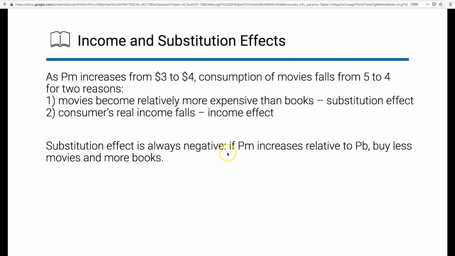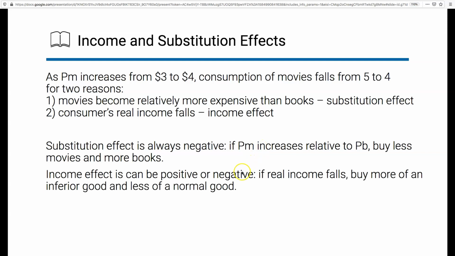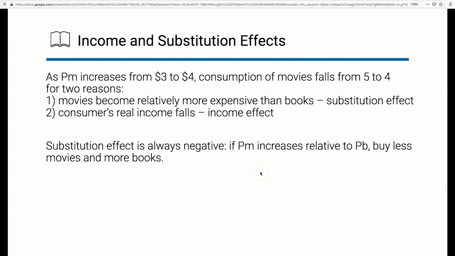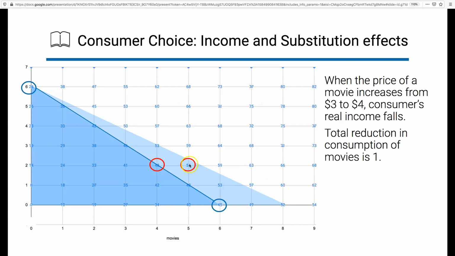If movies become relatively more expensive than books, you should be buying fewer movies and more books. In terms of income, there is no restriction. The income effect can be positive or negative because if your real income falls, you would want to buy more of an inferior good, but less of a normal good. So if movies are a normal good, a fall in real income means an additional reduction in consumption of movies. But what we're trying to do here is separate the 2 reasons because of which your consumption of movies falls when the price of movies increases.